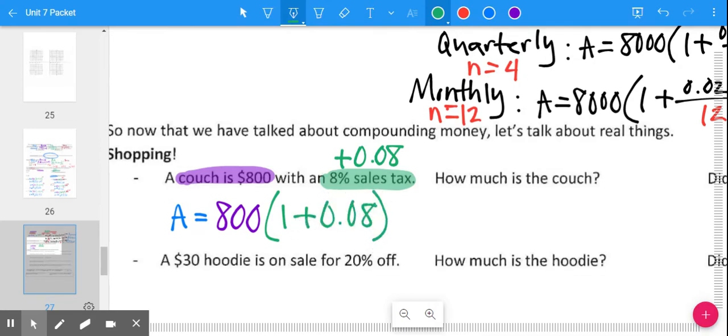Now, the reason I didn't put this over n is because it only happens once. So our exponent is also going to be once because you only pay sales tax one time. So the amount for that couch is $864 once you include that tax.